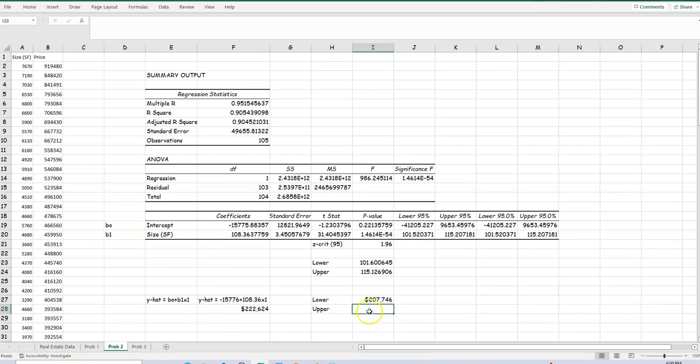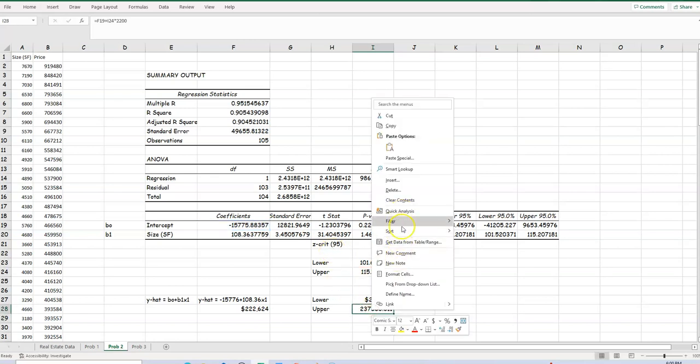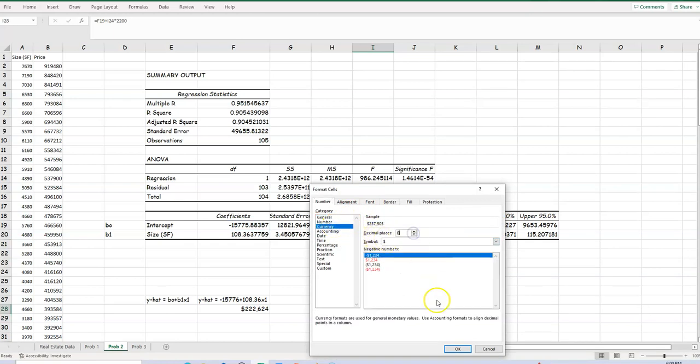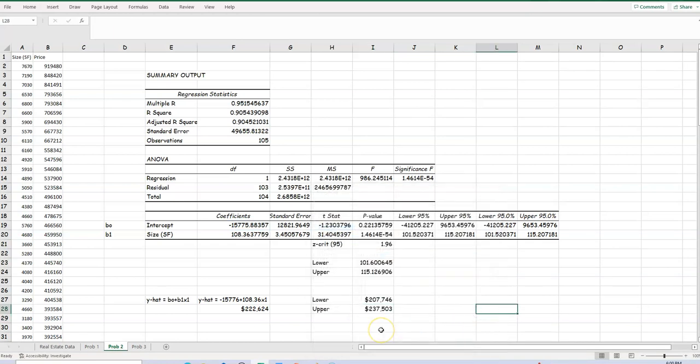So the upper bound, same approach, is going to be the intercept plus the upper bound of the 95% confidence interval times 2,200 square feet. Let me just throw some dollars on that. Let's see, format cell, currency. We don't need any decimal places. I think that's good.